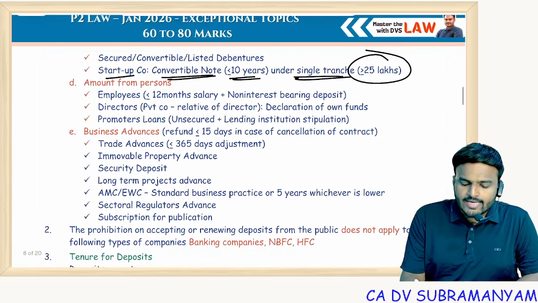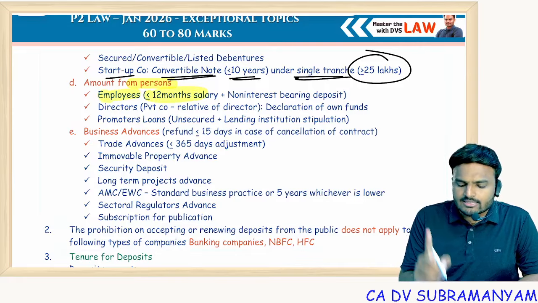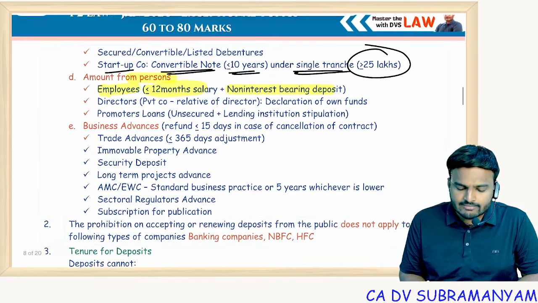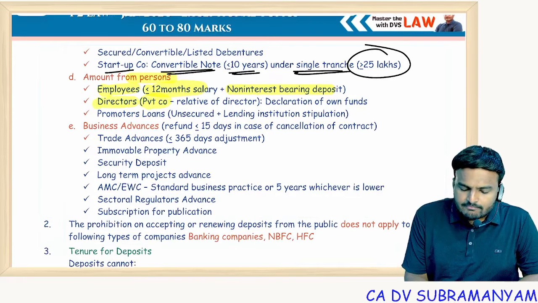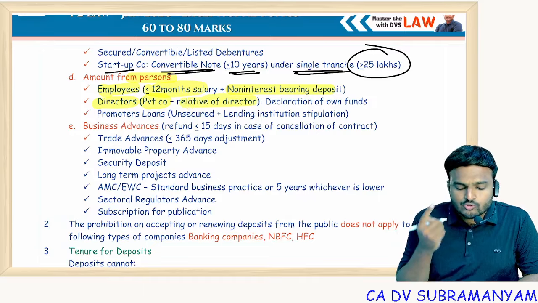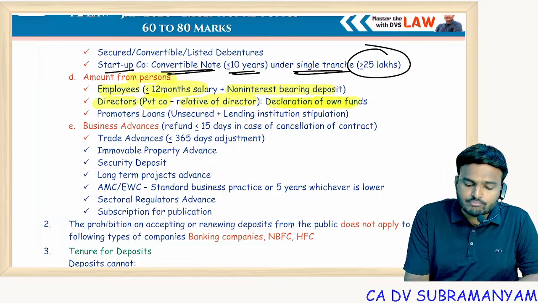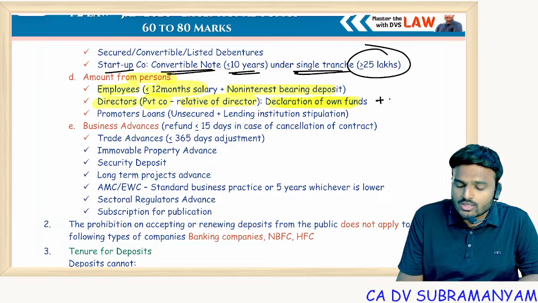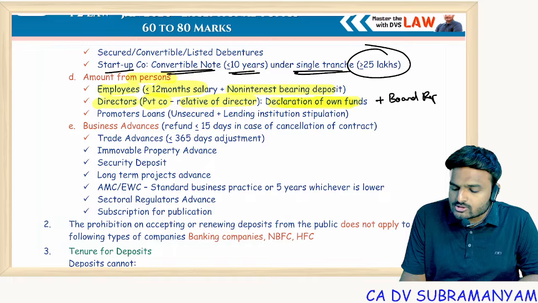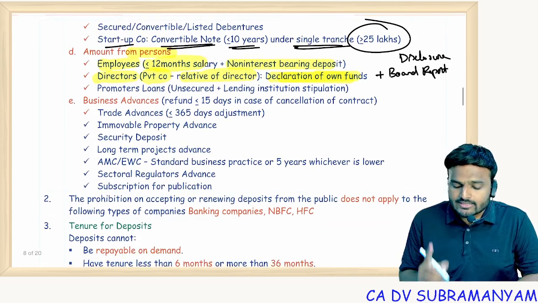Next, amounts from employees up to 12 months' salary, that means annual salary, plus non-interest bearing deposit. Directors, and in a private company, relatives of directors are also allowed. Amounts received from the directors, and in case of a private company, relatives of directors, but a declaration is important. Along with the declaration, what? Disclosure in the board report is also required. If these conditions are satisfied, then the exempted deposit benefit comes.